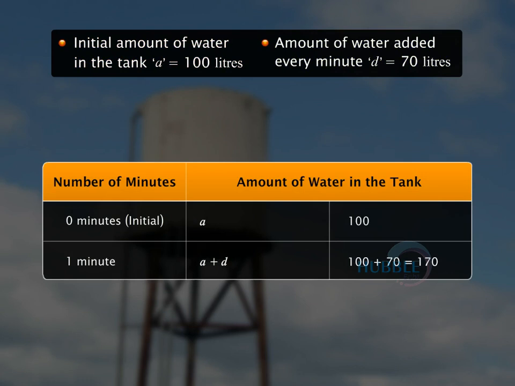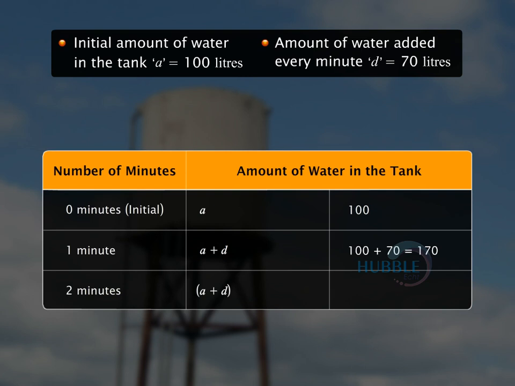The amount of water in the tank after 1 minute will be the sum of the initial amount of water A and the amount of water added every minute, which is denoted by D. Thus, after 1 minute, the tank will contain 170 liters of water. Now, after 2 minutes, the tank will contain the initial amount, that is, 100 liters added to 2 times 70 liters of water.